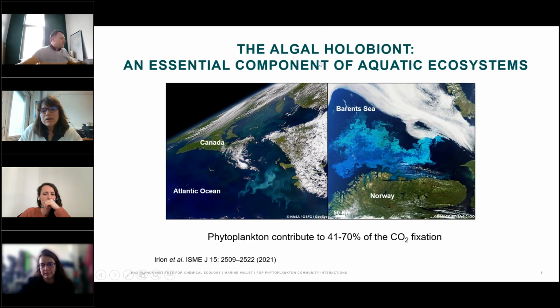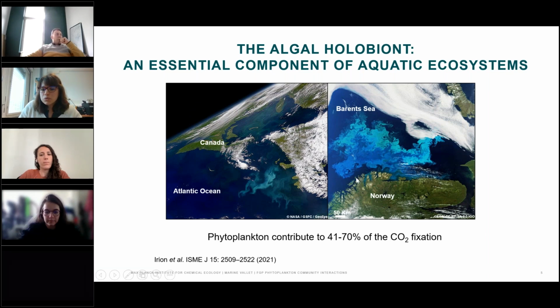Okay, and with more focus now on the algal holobiont, I work on phytoplankton, which are an essential component of aquatic ecosystems. You can see here on this image an algal bloom seen from space. These are millions of cells that divide and form this gigantic population. They contribute to carbon fixation, so they have a very important role for ocean functioning, but also for the biochemistry, the cycle of elements on Earth.